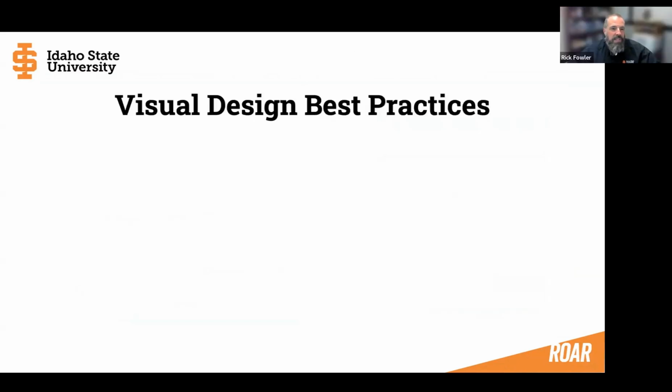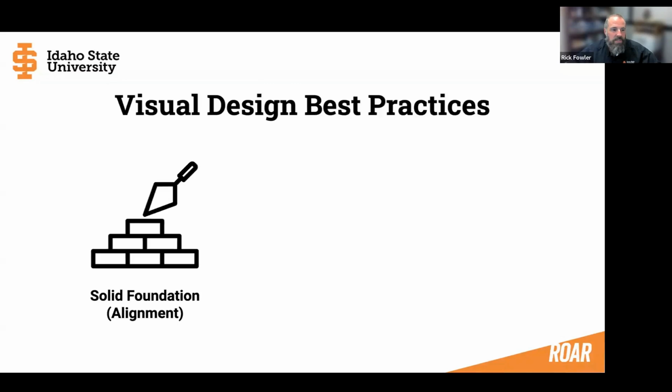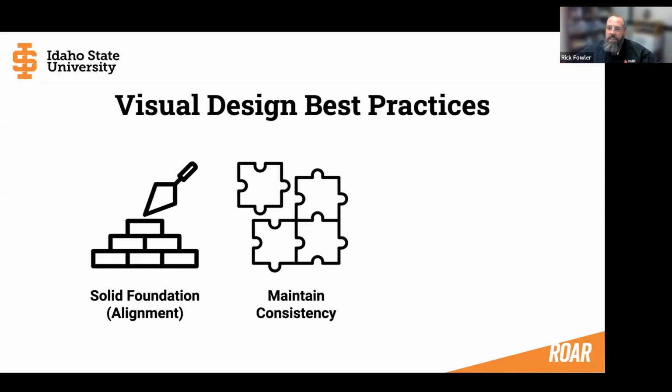So some visual design best practices that you can use. The first one is building a solid foundation, and you can make sure that in your course your content aligns with the learning objectives. So as you're setting things up, everything's going to be aligning correctly, and that's going to make learning easier for your students.